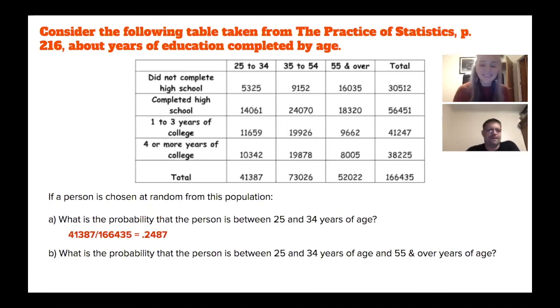What is the probability that the person is between 25 and 34 years of age and 55 and over years of age? It can't be both of those age bands at the same time, can they? It can't. I don't think I can be 34 and 55 at the same time.